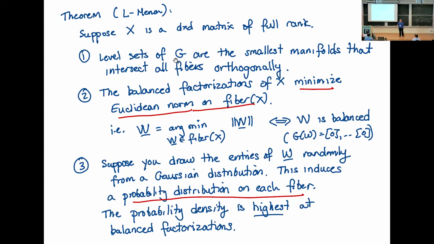So that's what this first point is saying: we can now reinterpret this somewhat mysterious quantity G, which I think was first observed as just popping out of the chain rule. We can interpret it geometrically: G is the function whose level sets are perpendicular to the fibers.